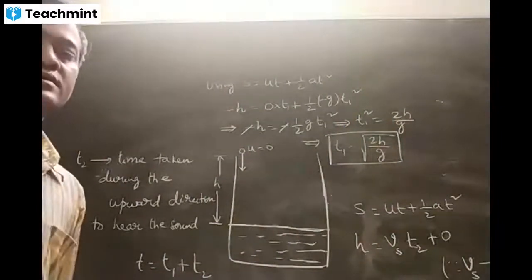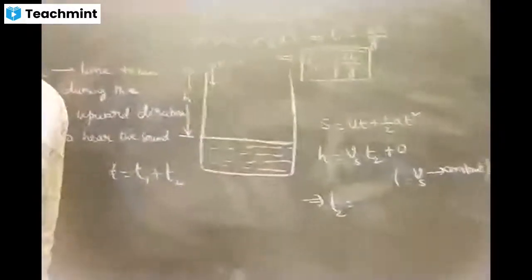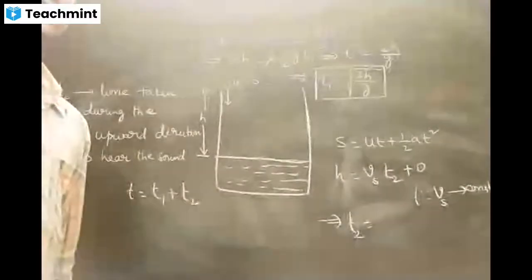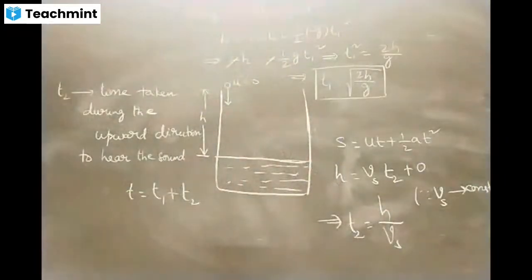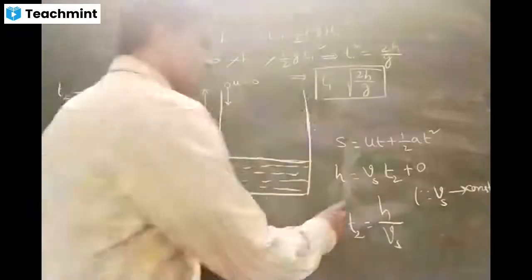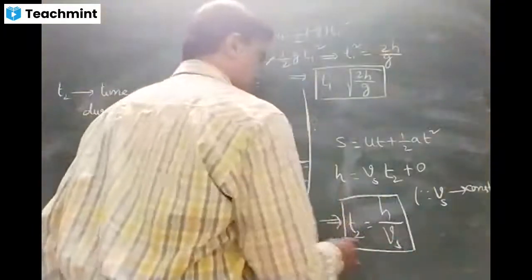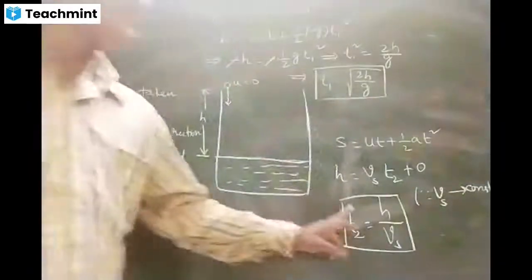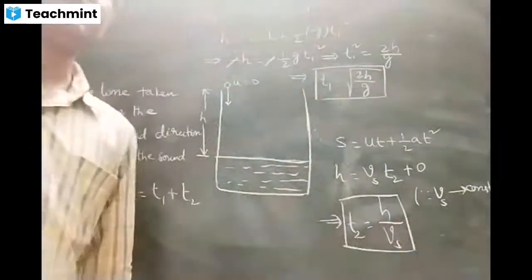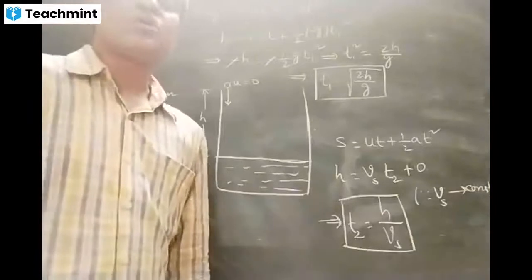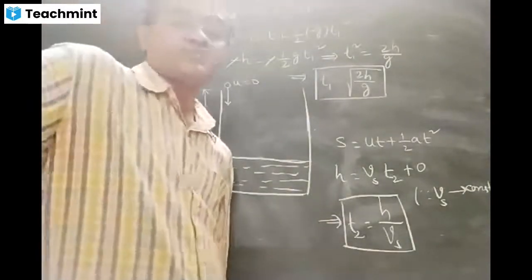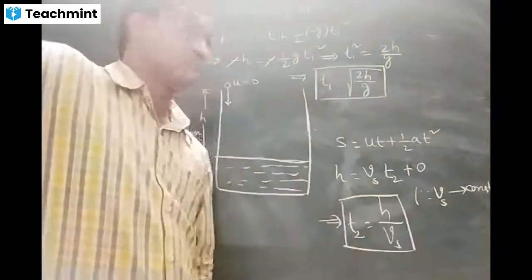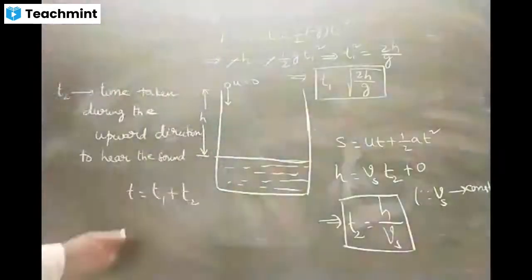Sir, we can't see, can you put it down? T2 is h by Vs, h by velocity of sound. Good. What is the value of t1 you got? Square root of 2h by g. What is the value of t2? h by Vs. Now I want the total time taken by the person to hear the splash of sound.